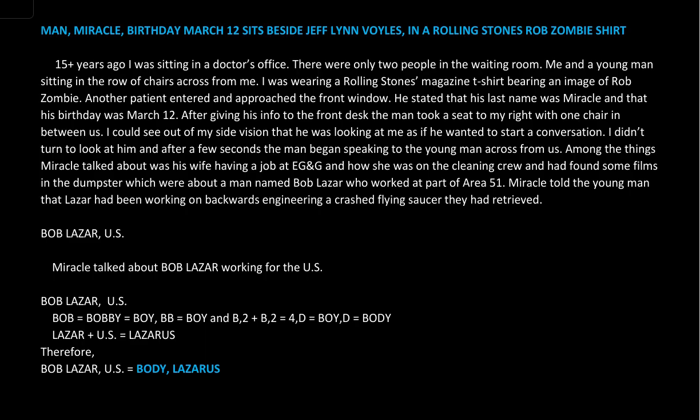So I could see out of my side vision this man Miracle was turning and looking at me like he wanted to start a conversation, but I made a point not to turn and look at him and pretended like I didn't notice that he was looking at me. So after a few seconds, he'd kind of start looking over the young man across from us and start speaking to him. So he starts talking to this other guy. He was telling some story about when he was in the military and they had stationed on the island or whatever.